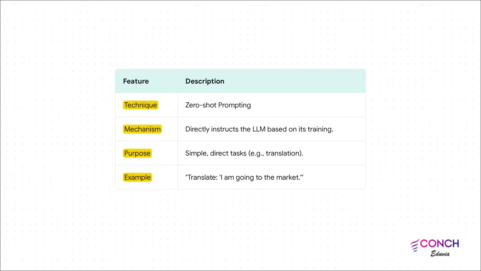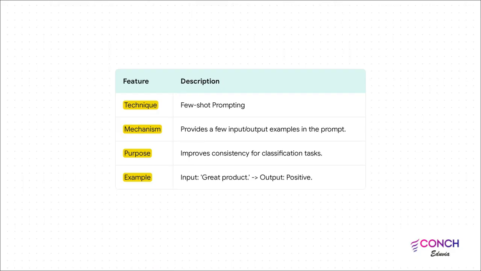You just give the AI a command and trust that its general training is good enough to figure it out. It's great for simple stuff like, hey, translate this sentence. No examples, no fuss, just a direct order. But now, let's level up a bit to few-shot prompting.